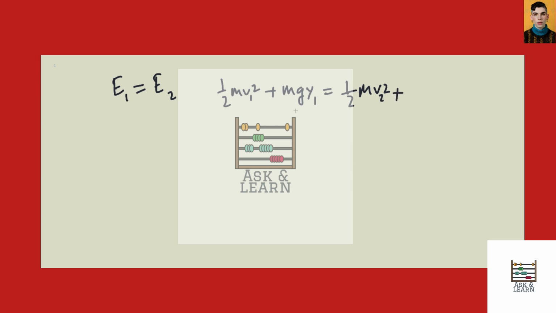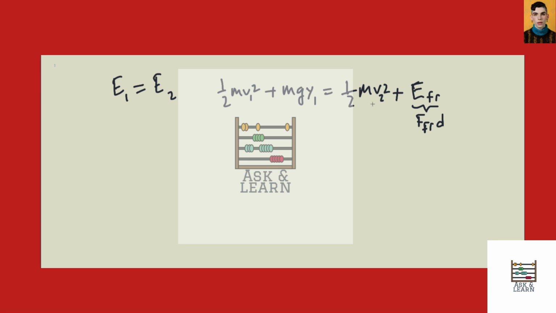No potential energy, so that term isn't present, and energy due to friction, so let's call that E sub r. And so this is actually equal to force of friction times the distance traveled, and the distance traveled is given to us. We're going to work through it.